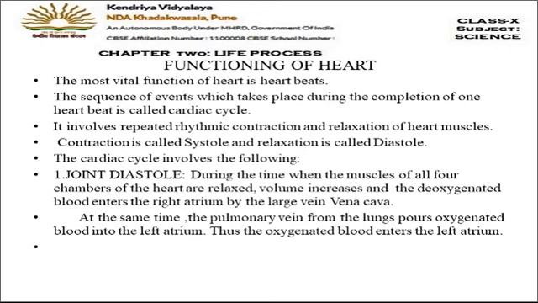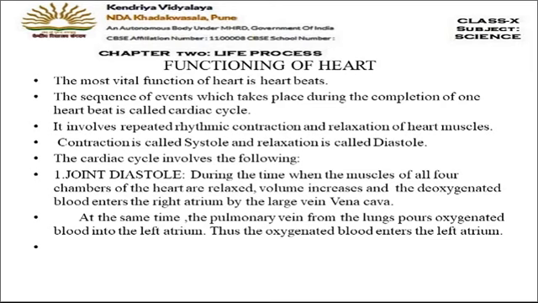Now this cardiac cycle involves repeated rhythmic contraction and relaxation of the heart muscles. Because the heart is made up of muscles and the muscle cells can contract and relax, in the heartbeat there is repeated rhythmic contraction and relaxation. Contraction is called systole, and relaxation is called diastole. Here we will use these words again and again: systole means contraction and diastole means relaxation.